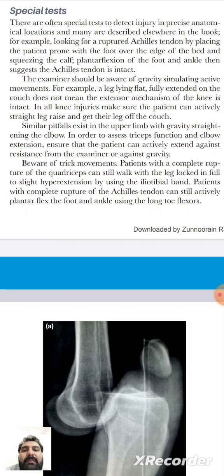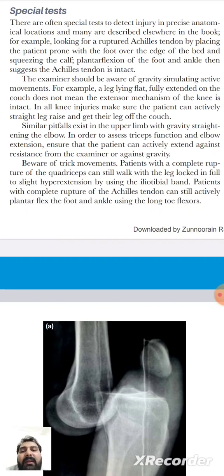In all knee injuries, make sure the patient can actively straight leg raise. So we ask the patient to raise the leg when it is extended and get their leg off the couch to exclude the gravity. Similar pitfalls exist in the upper limb with gravity straightening the elbow. In order to assess triceps function and elbow extension, ensure that the patient can actively extend against resistance from the examiner or against gravity. So we should be aware of the gravity.